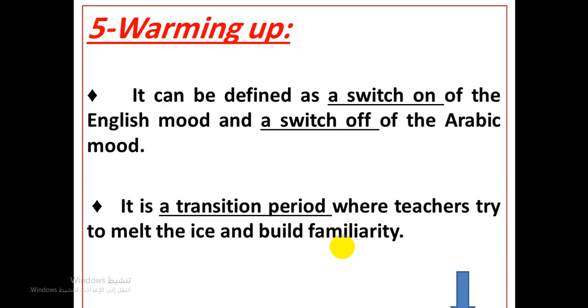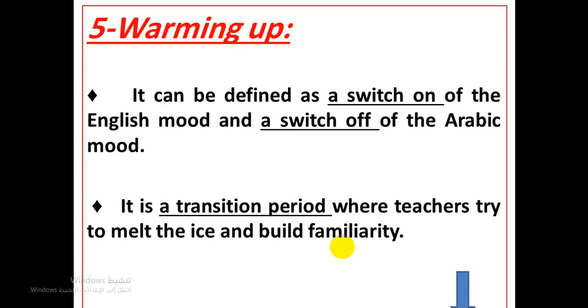If I ask you about the benefits of warming up: warming up plays an important role in breaking the ice. It motivates students to participate. Also, warming up creates a pleasant atmosphere to acquire language and helps engage the students' feelings and minds.